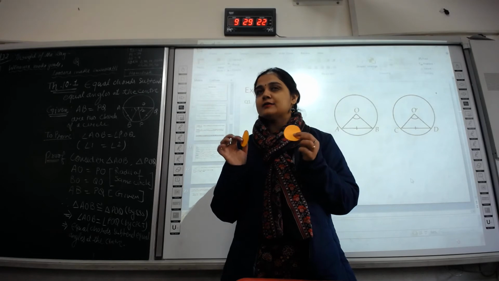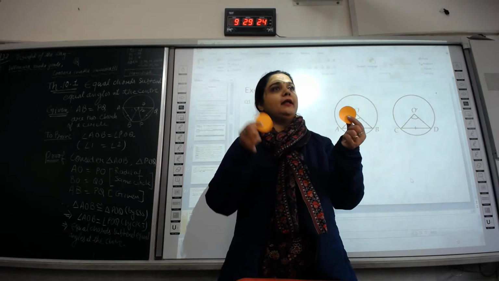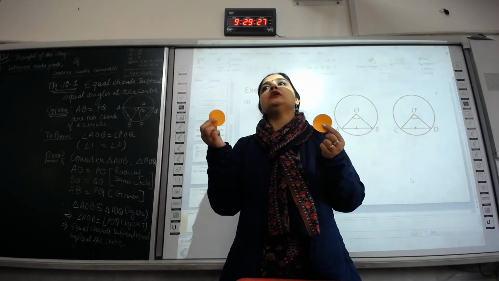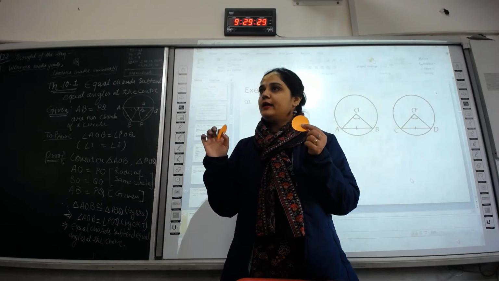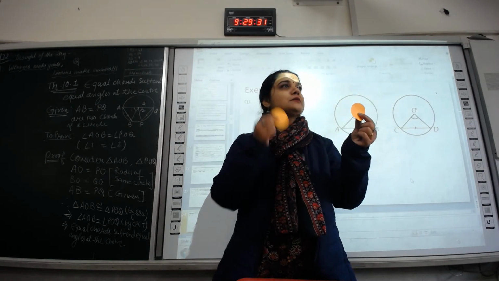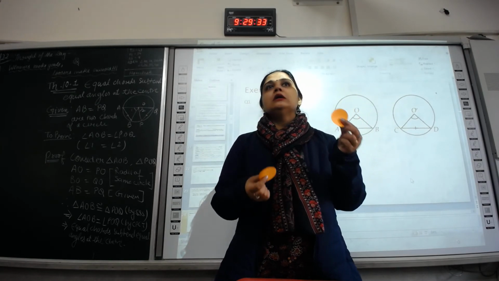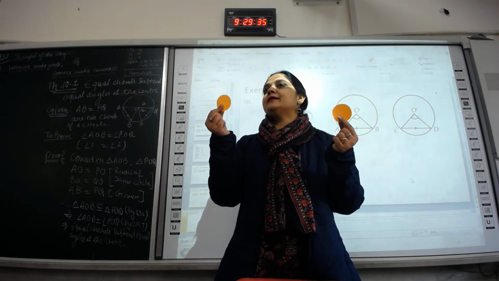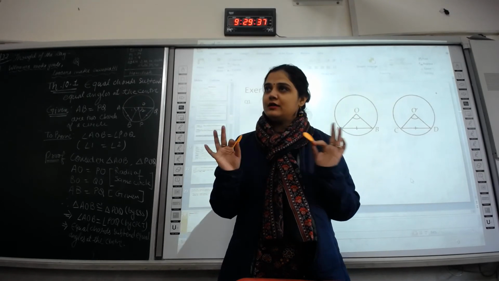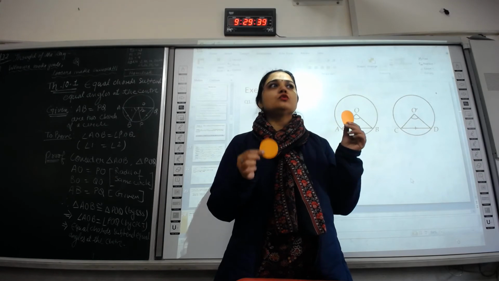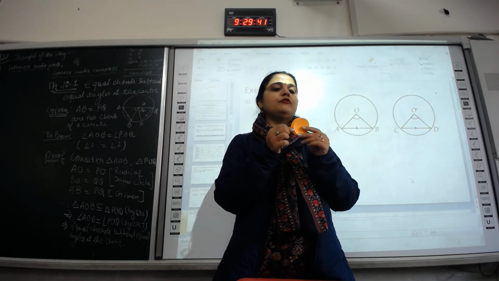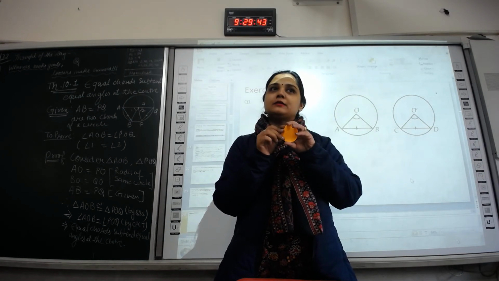Alright, equal radius. If the radius of this one is 3 centimeters, then the radius of this one will also be 3. Alright, if this one's radius is 7, then this one's radius is also 7 centimeters. If this one's radius is x, then this one's radius will also be x. Is it clear to everyone? So two circles are said to be congruent if they are having same radius.